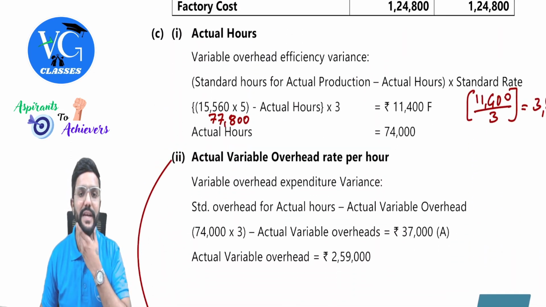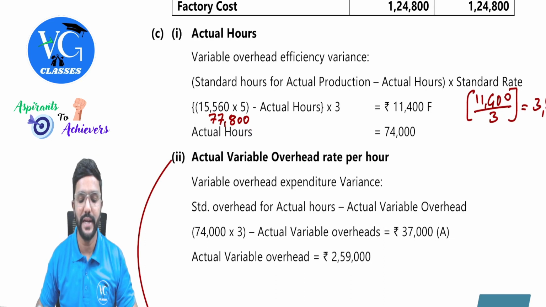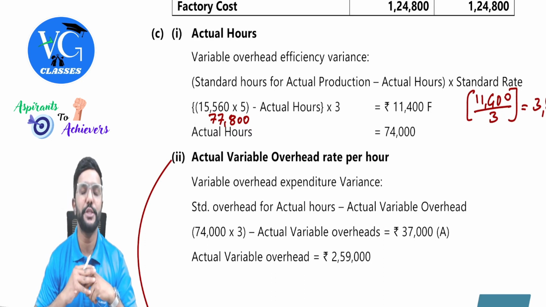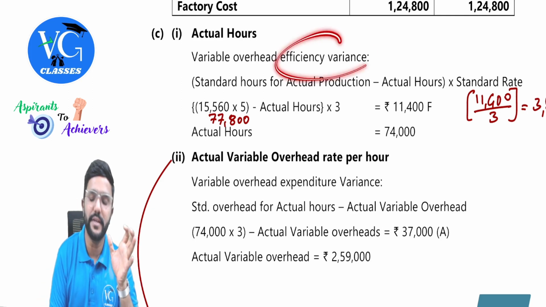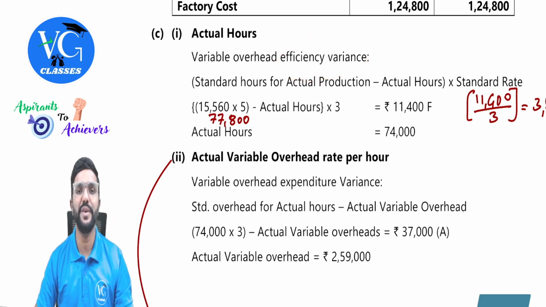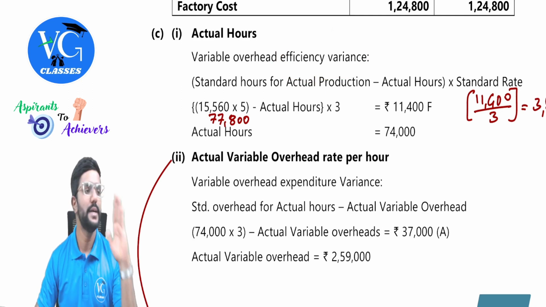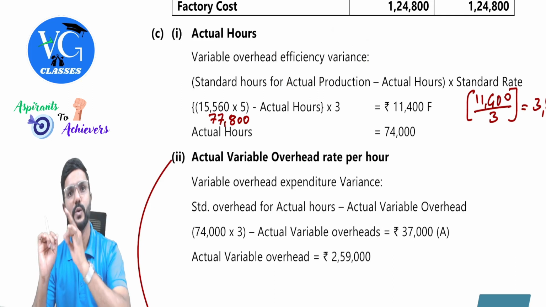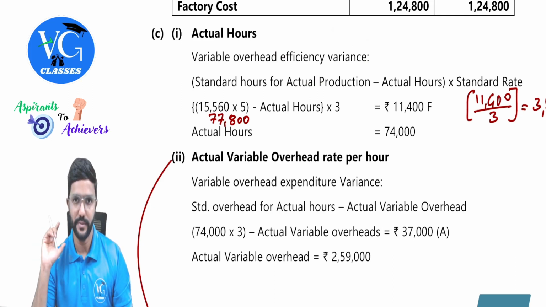First, we need to calculate actual hours. So try to collect from the given information. In which formula do we use actual hours? Efficiency variance is given in the question, guys. So in the efficiency variance, do we use actual hours? Yes. What is the formula? Standard hours per actual output minus actual hours worked into standard variable rate per hour.